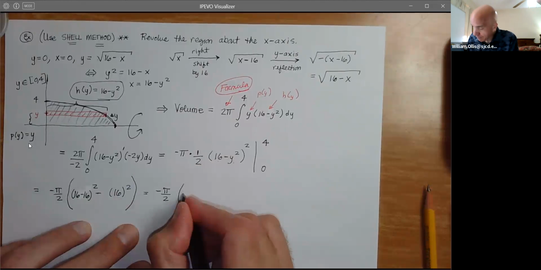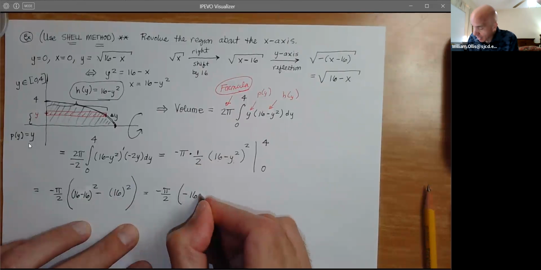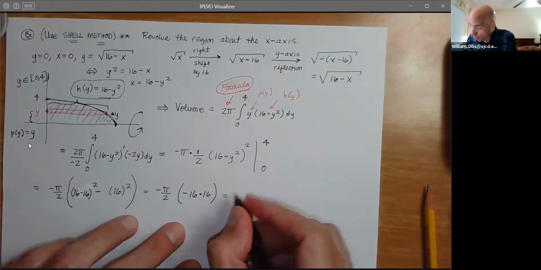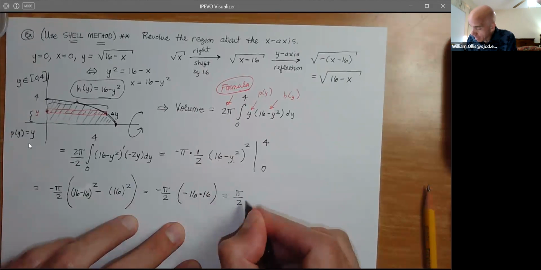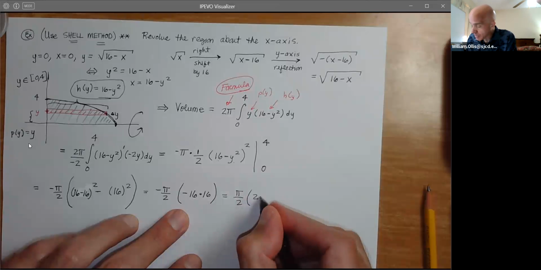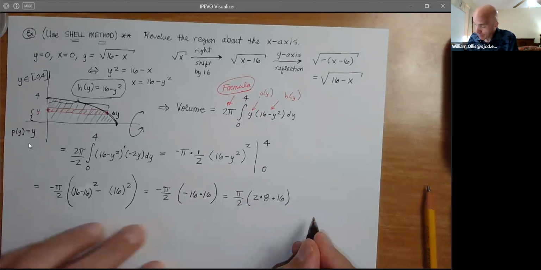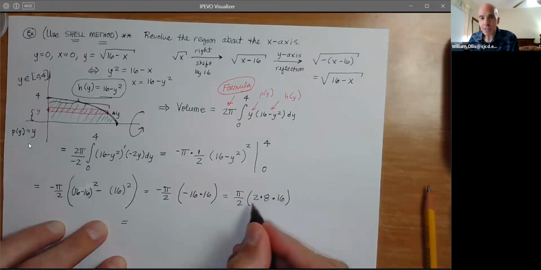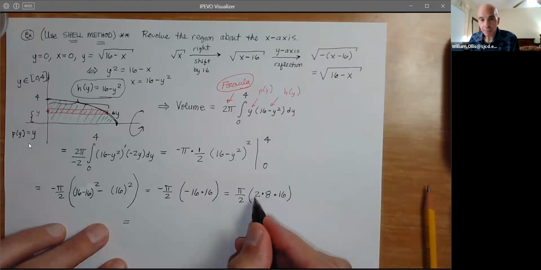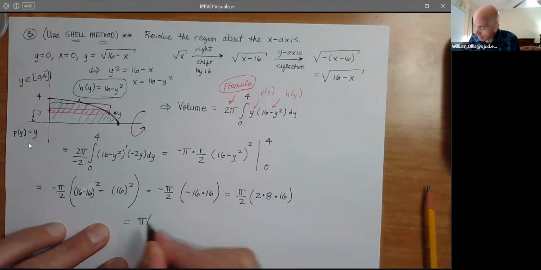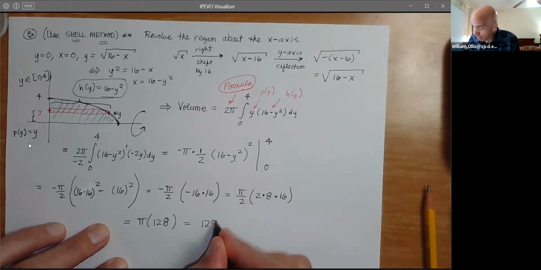times a -16 times 16. All right. So now the negatives absorb, we get pi/2. So I can write that 16 as 2 times 8, right? And then times the 16. So this is the symbolic calculation I teach my pre-cal students. The 2's absorbed, and then I've got a pi here. And then a 4 times the 6, that's an 8. And then carry your 4, that's a 128. So we get 128 pi.